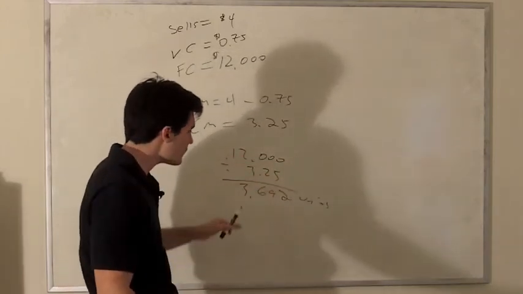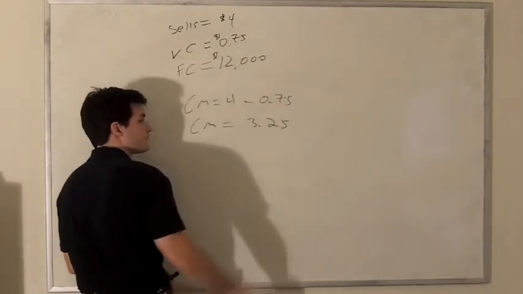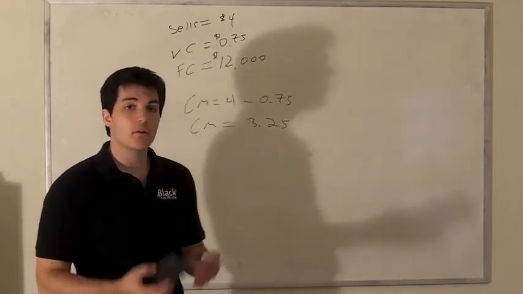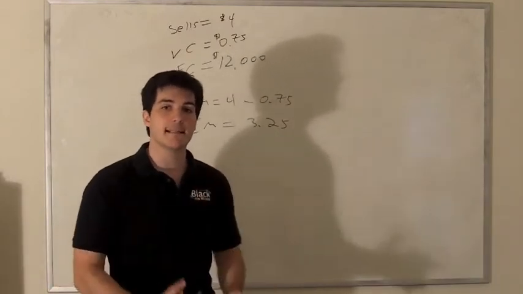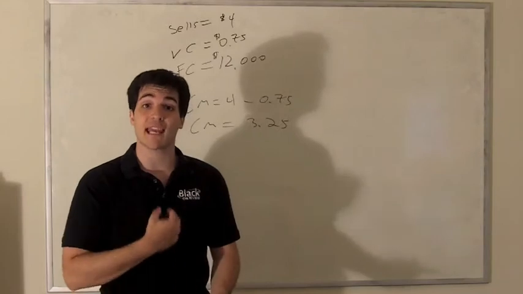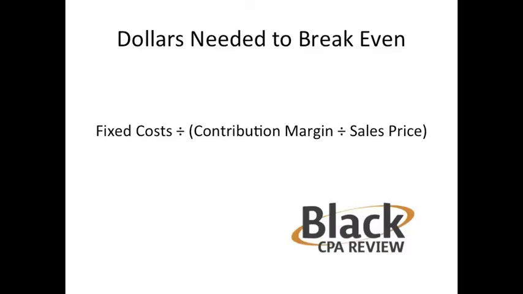Okay. So now that you know how to calculate the contribution margin, we can look at another formula that's going to tell you the amount of dollars that the company needs to bring in order to break even. All right. And that formula, the dollars needed to break even, equals fixed costs divided by your contribution margin per unit divided by sales price.